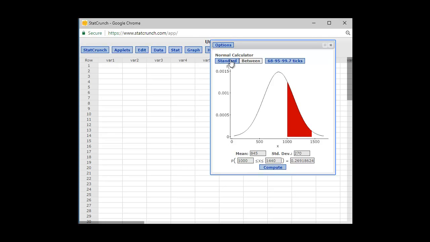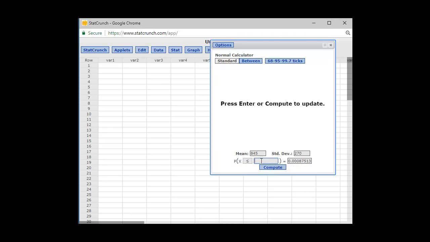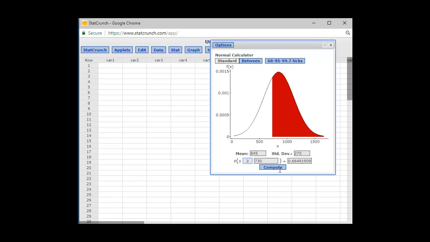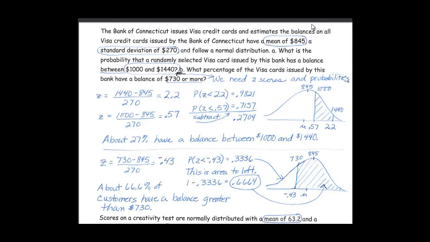So now I'm going to go back and do the second part. I'm going to put it to standard. It maintained the mean and the standard deviation. In this case, I'm looking for greater than the data value of 730. So I put in 730 here, but I remember I'm looking for greater than 730. And it showed me the picture, and it tells me the percentage that we came up with. So I'll close that down, and we will continue on with our next problem.